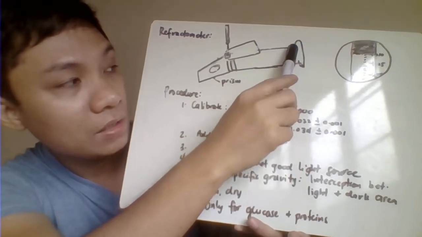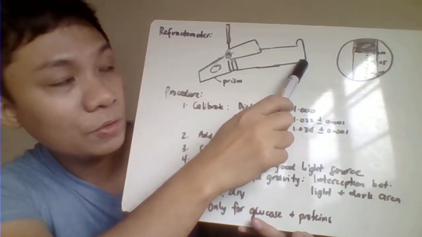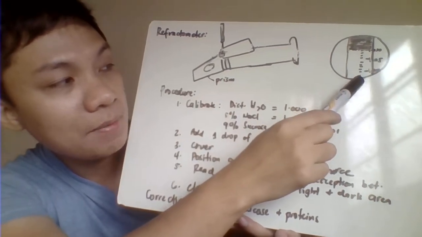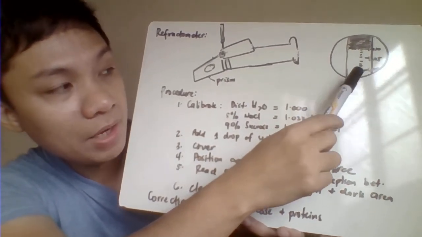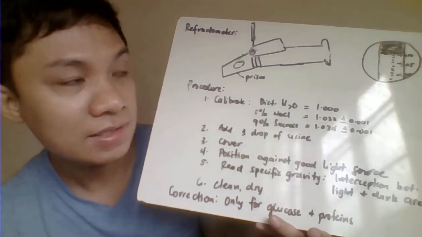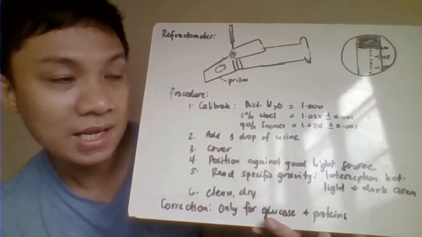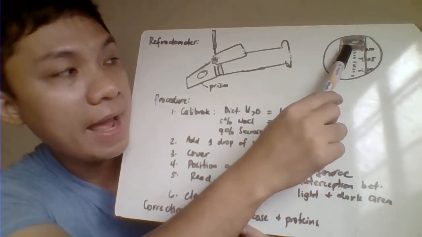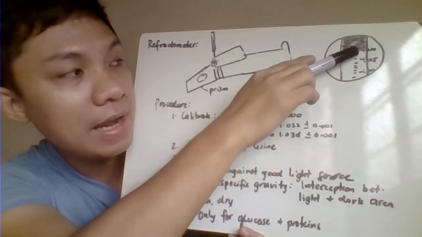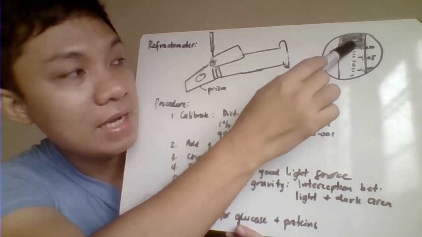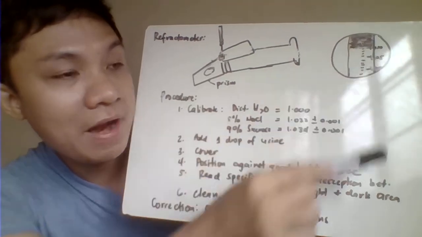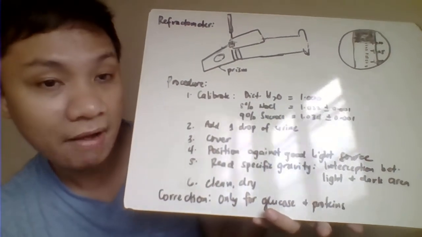Then position this against a good light source. You look through here, and inside you will see graduations for the specific gravity reading. The specific gravity reading is the area between the light and the dark area. There is a dark area here and a light area there, and where the boundary between light and dark falls is your specific gravity reading.